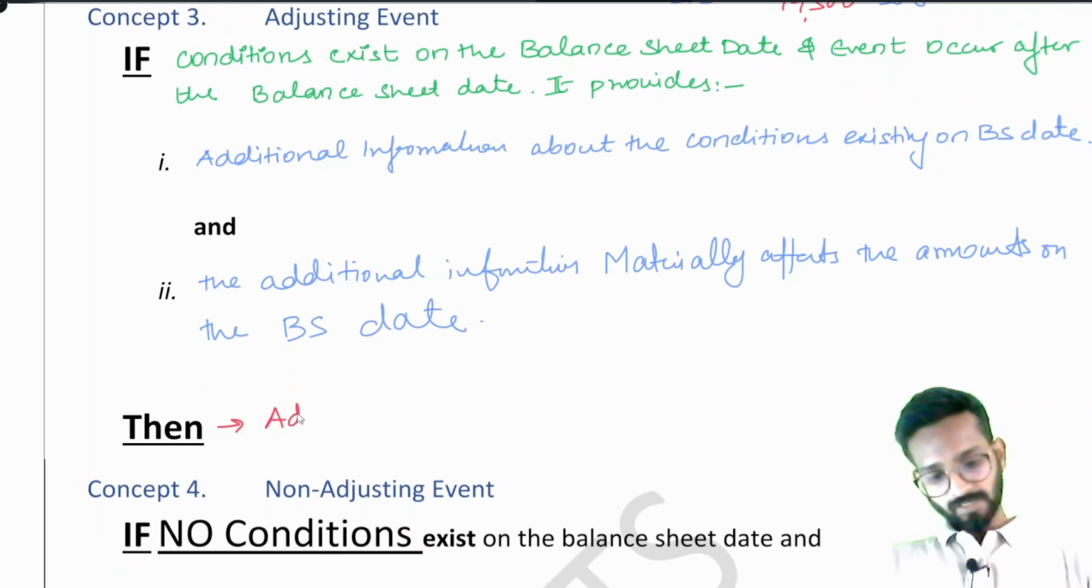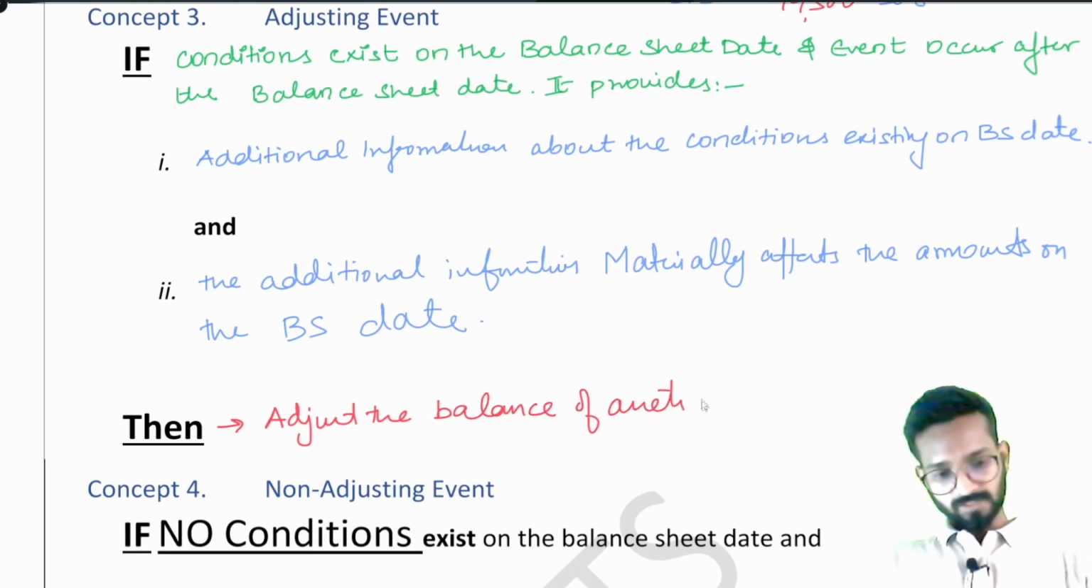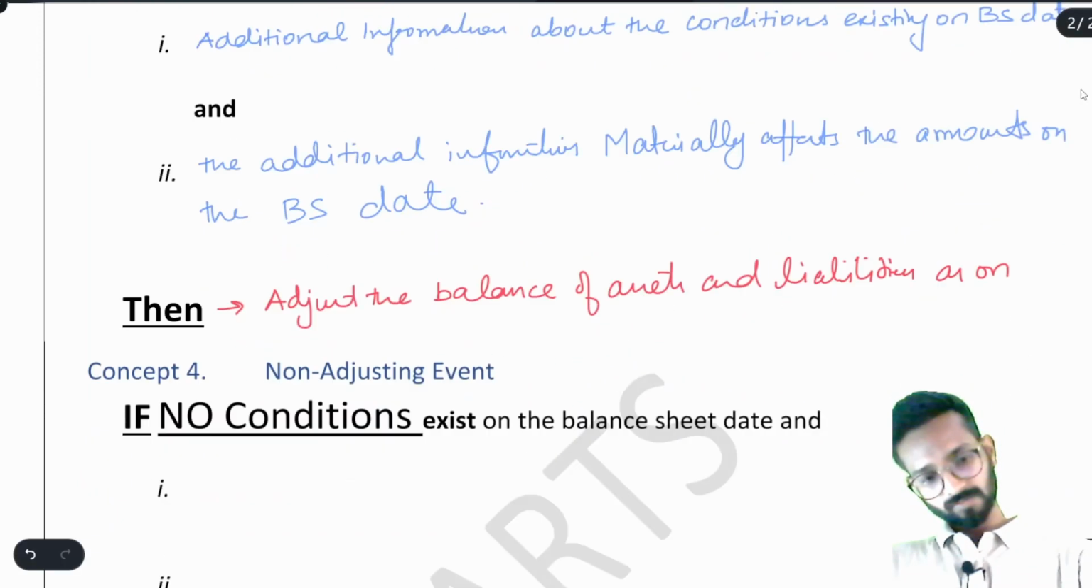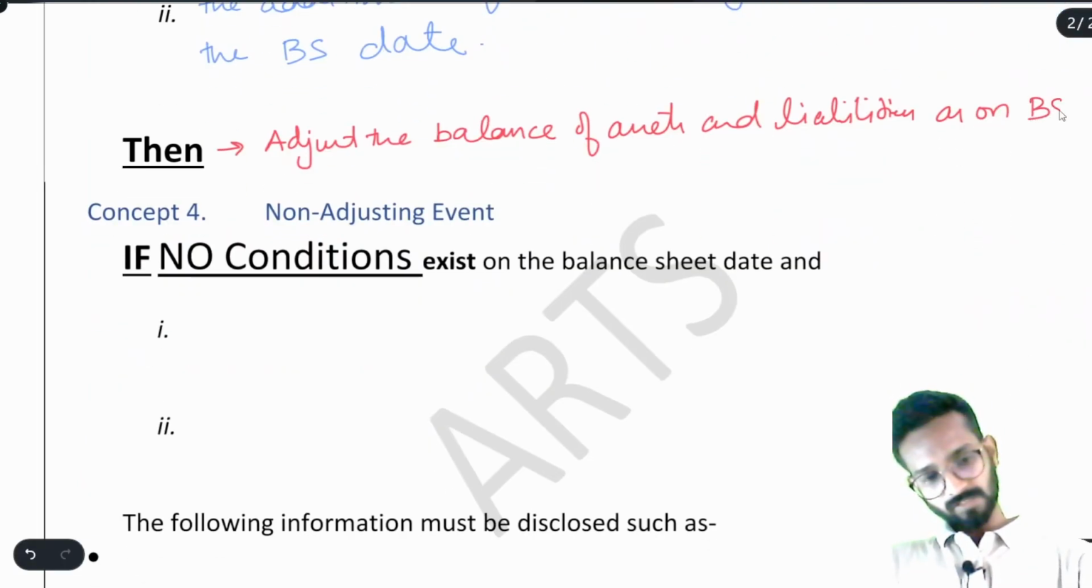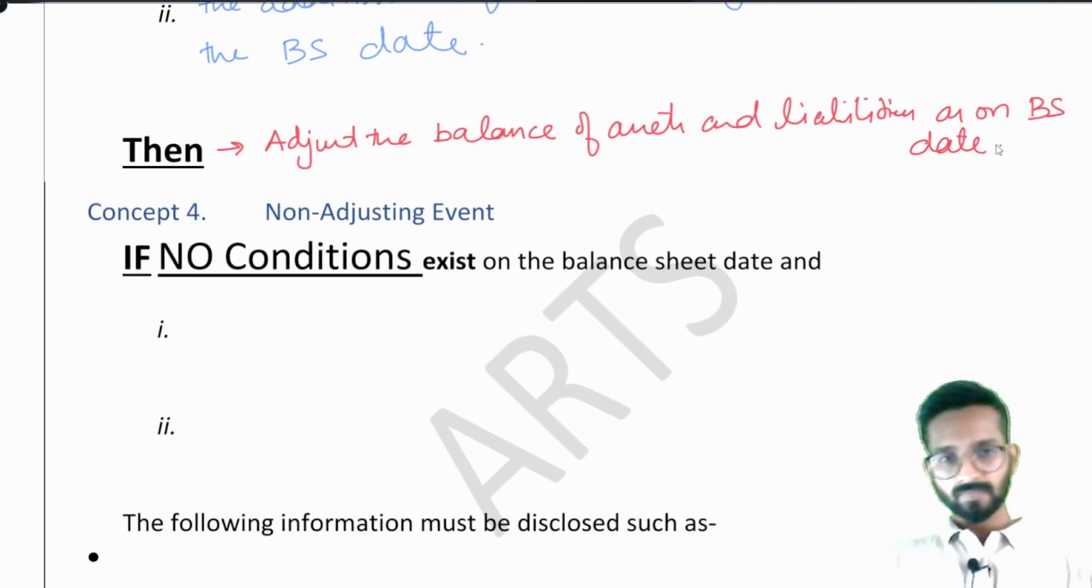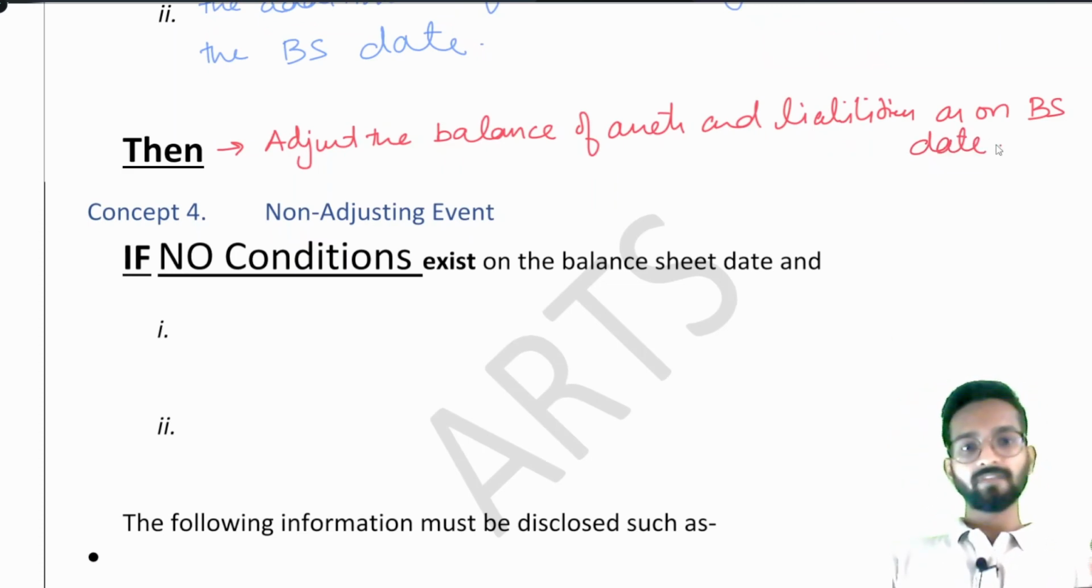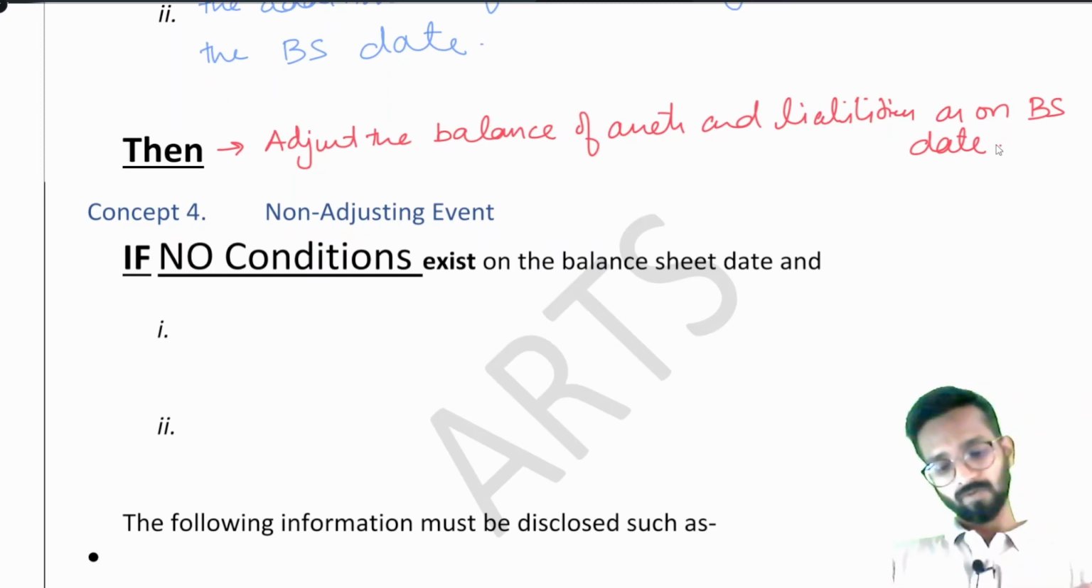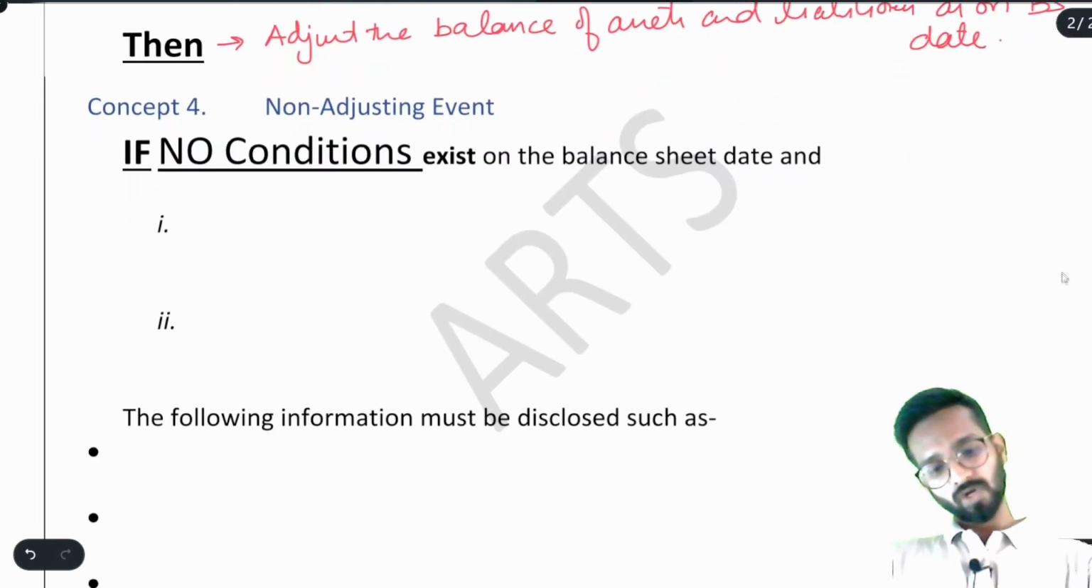AS 4 says adjust the balance of assets and liabilities as on balance sheet date. As I have already told you, for an adjusting event, we will change our financial statements. We will adjust the amounts in our financial statements. Remember, it should be material. It should not be immaterial.